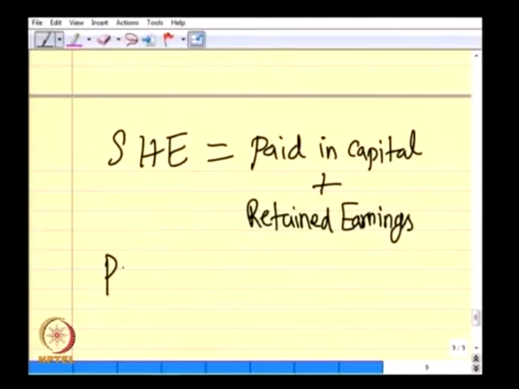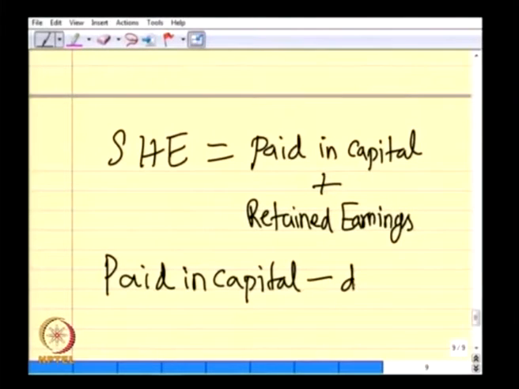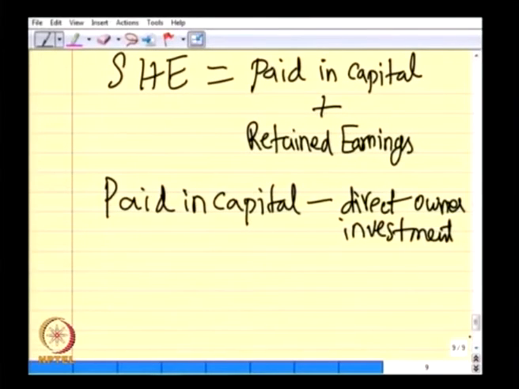Now, again this paid in capital, which is the direct owner investment, has two parts.